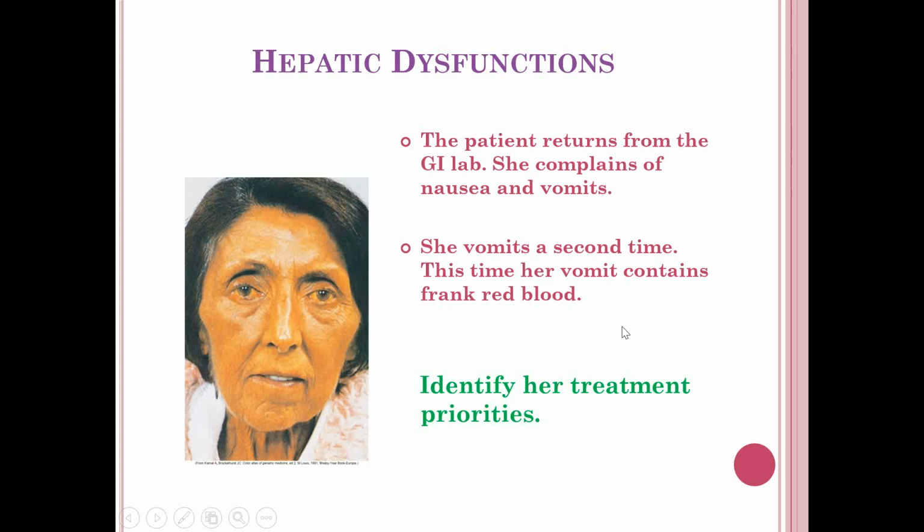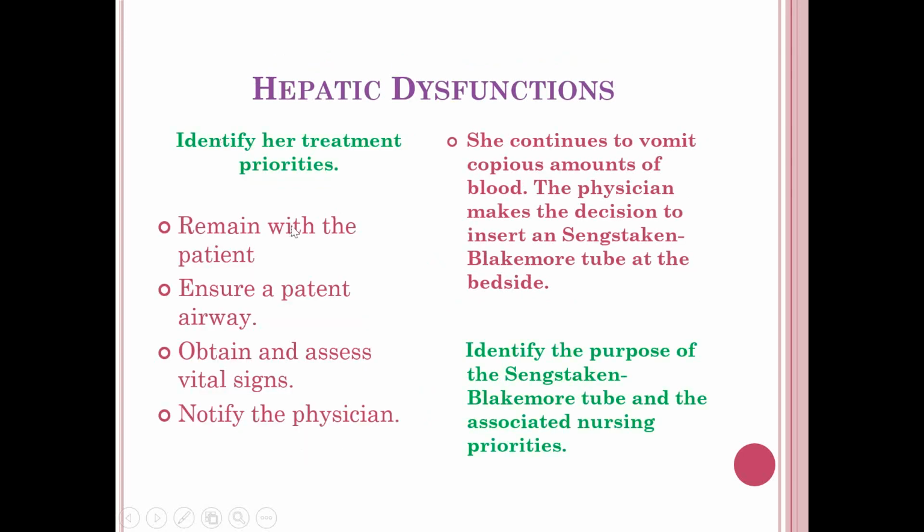So now, what are the treatment priorities as she vomits? And of course, it's always about airway. If she had conscious sedation in the cath lab, she's at increased risk. But we always have to ensure an airway, assess the vital signs, and let the physician know that not only is the patient vomiting, but she's also still bleeding.